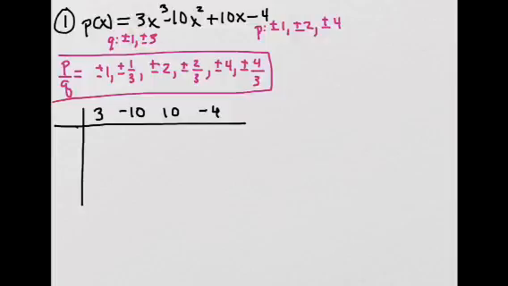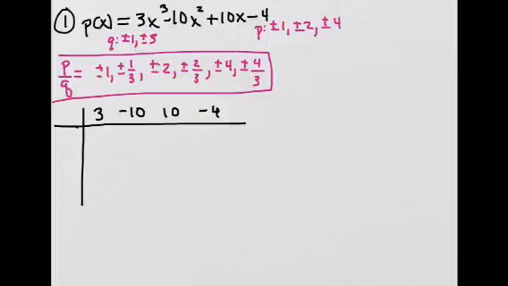So 1 over 1 is 1, 1 over 3 is 1/3. 2 over 1 is 2, and 2 over 3 is 2/3, and then I did the same thing with 4. Okay, and now I set up the synthetic division in the second way I showed you, because I don't know how many times I'm going to have to do synthetic division before I find the 0, so I'm just going to set it up this way.